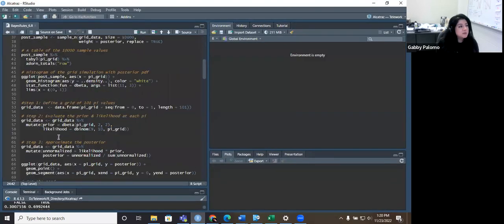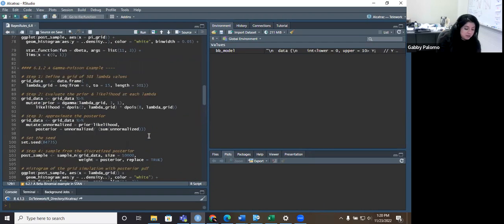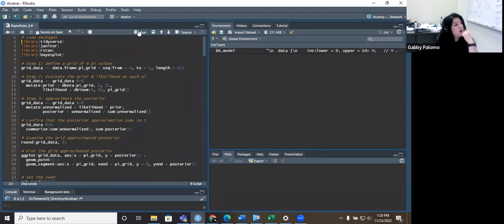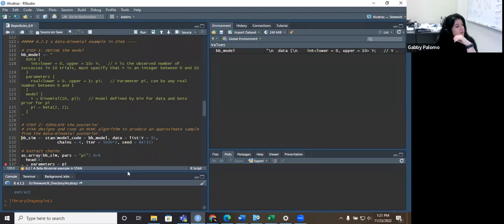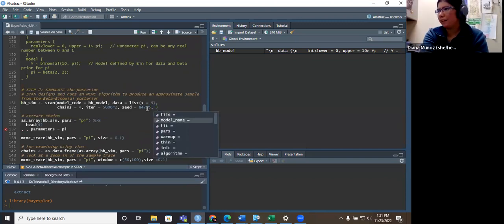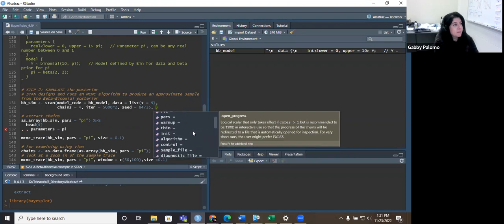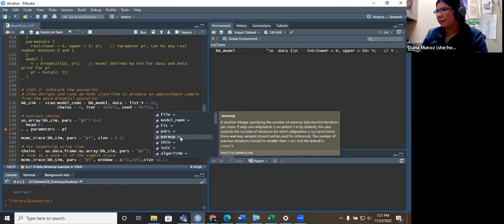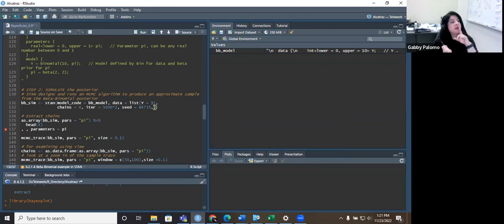So half of them are discarded in the burn-in. You can specify how much you want the burn-in to be. I don't know why they didn't put it here, maybe just for simplicity. It says that by default it throws half of them out for burn-in. So Stan does that by default, and that's important because JAGS doesn't do it like that. In JAGS you specify the burn-in.